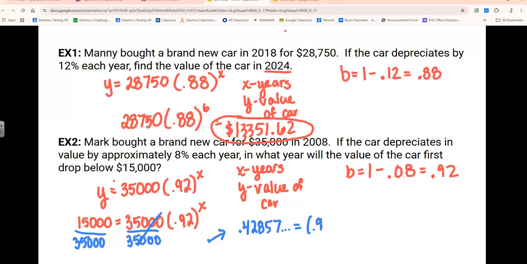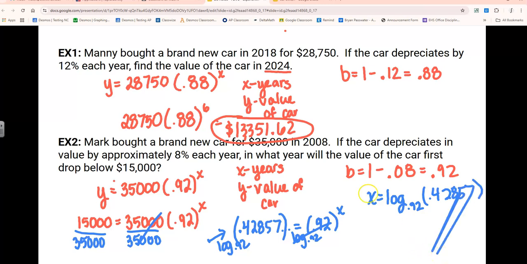Equals 0.92 to the x power. So now we got 0.92 to the x power. We're trying to get rid of that 0.92. How are we going to do that, Maze? Not divide. Because it is not 0.92 times x. We got to log it, right? So we're going to log with a base of 0.92. Log base 0.92 on both sides. So our x is going to equal log base 0.92 of 0.42857.